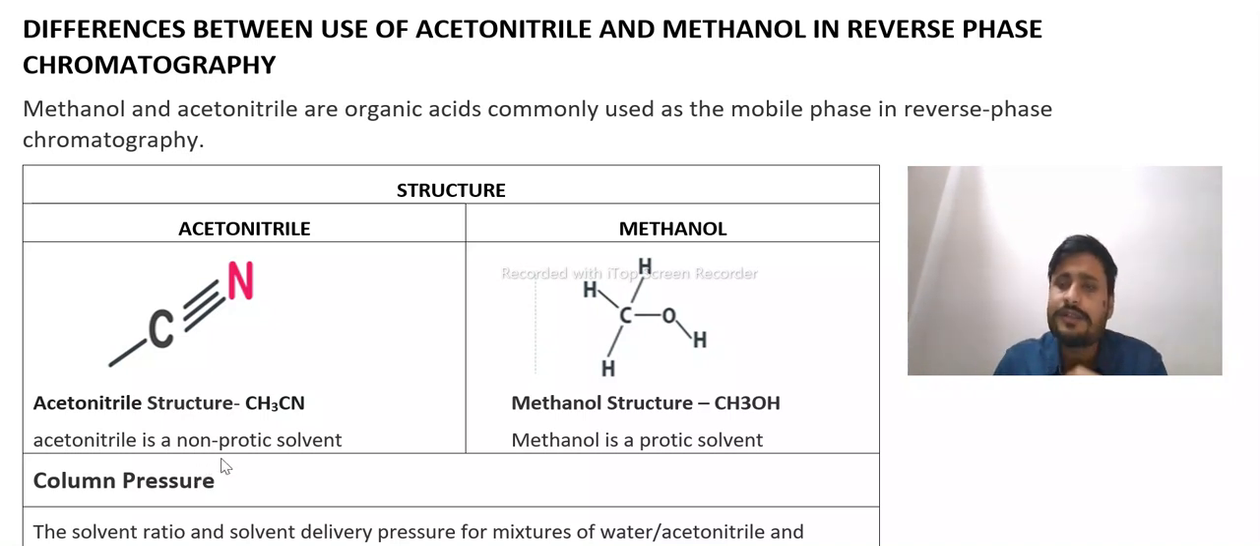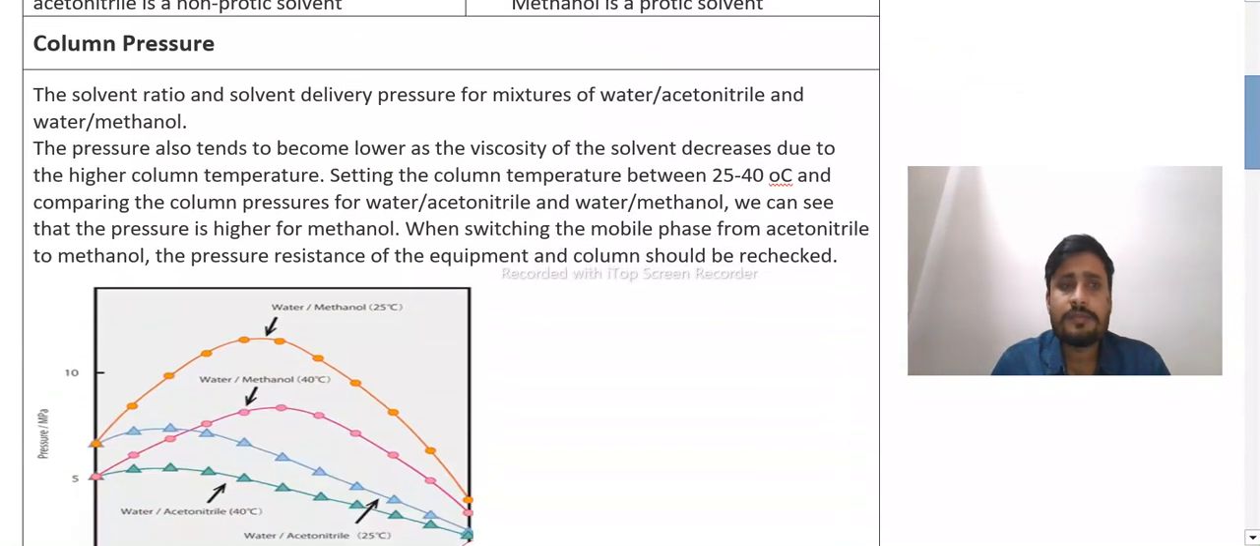A non-protic solvent is a type of solvent which is unable to form hydrogen bonding, as no hydrogen atom is connected to an electronegative atom. Methanol is a protic solvent. A protic solvent is one which is capable of forming hydrogen bonding, where a hydrogen atom is connected to an electronegative atom. So in the formula of methanol, CH3OH, the electronegative atom is O and one of the hydrogen atoms is connected to O. Okay, so in the second comparison we have to discuss the column pressure.